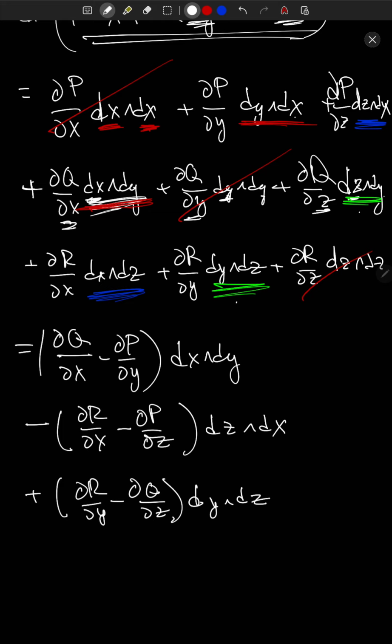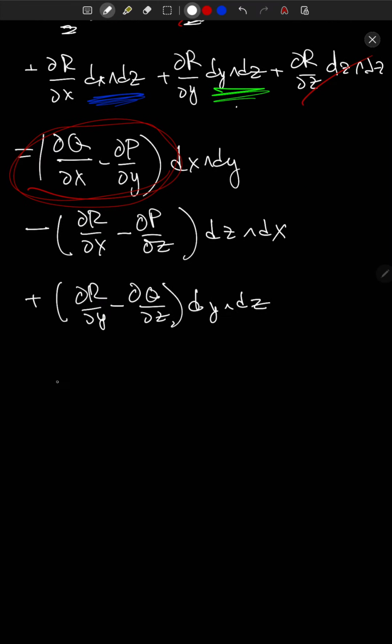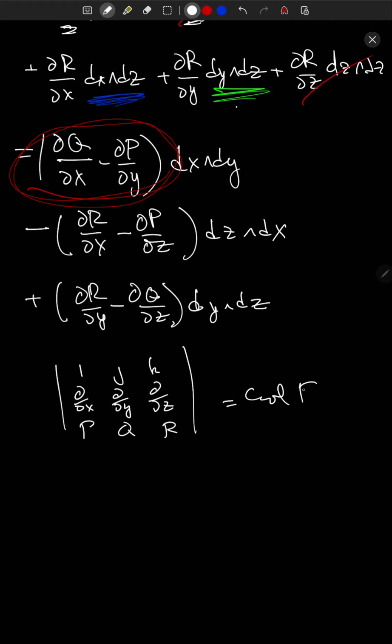Okay, so why did I go through this horribleness? Well, this is the curl. This term here, right? So let me show you the curl. If I take the curl of PQR, with i, j, k, d/dx, d/dy, d/dz, PQR, this is the curl of F. Again, F is equal to PQR.